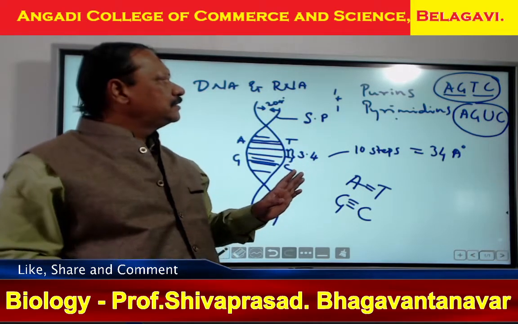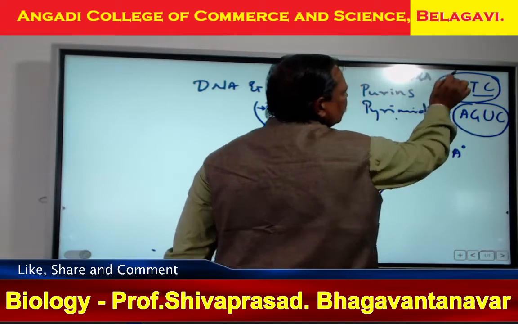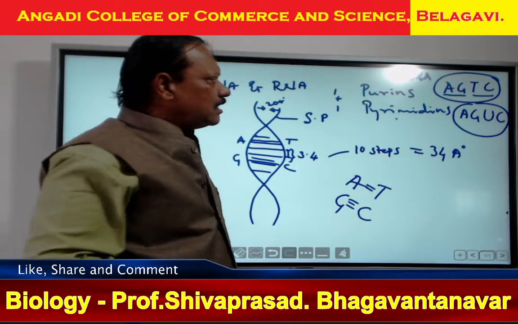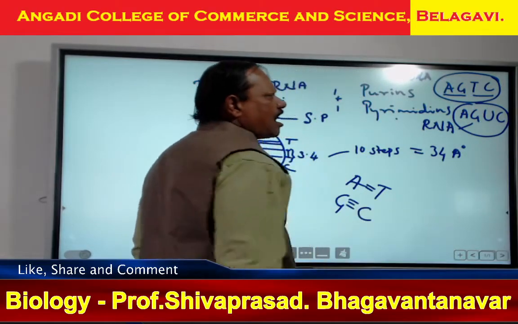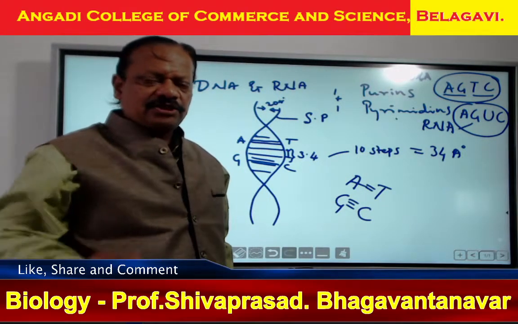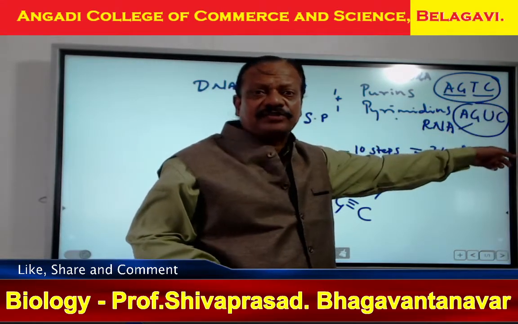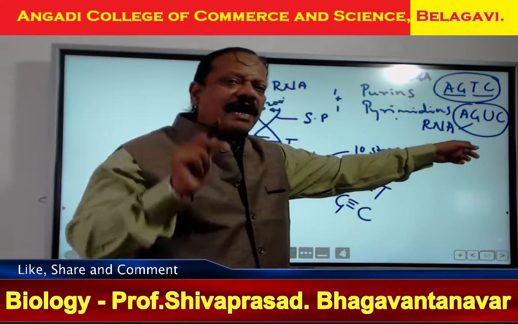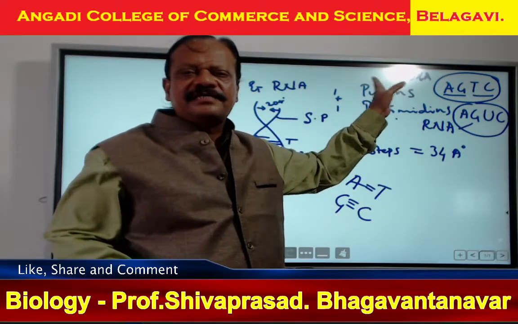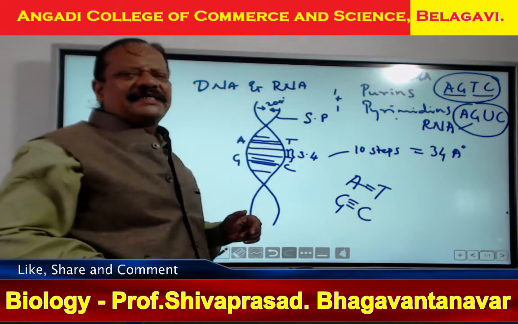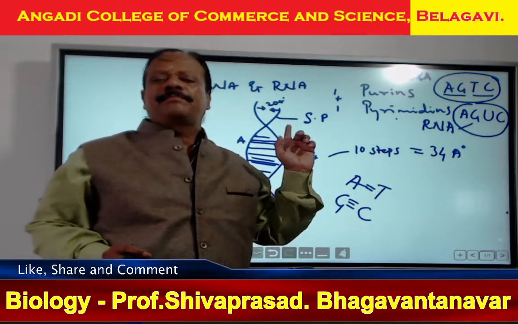So in this way, DNA has a combination of AGTC. RNA has a combination of AGUC. So adenine, guanine, uracil and cytosine are present in RNA. Adenine, guanine, thymine, cytosine are found in DNA. All these structures, these details were given by Watson and Crick, and they got a Nobel Prize for this.